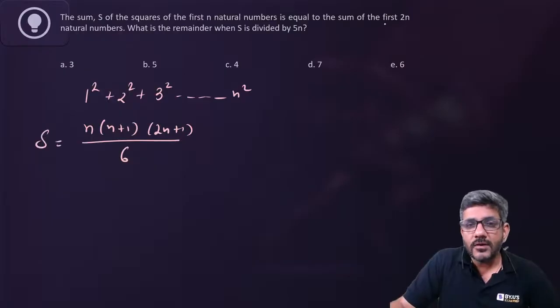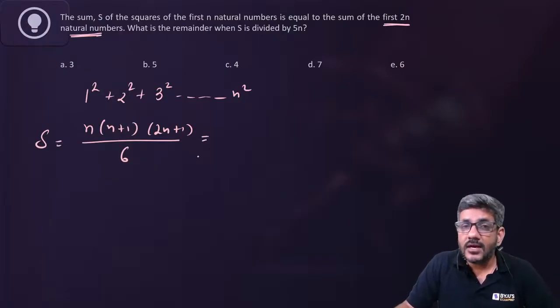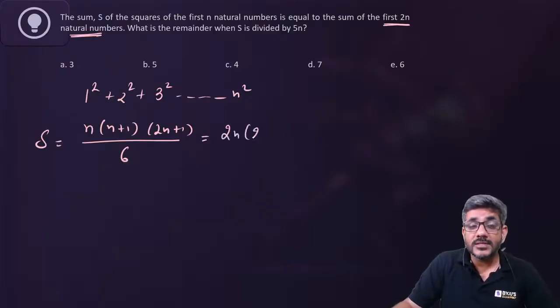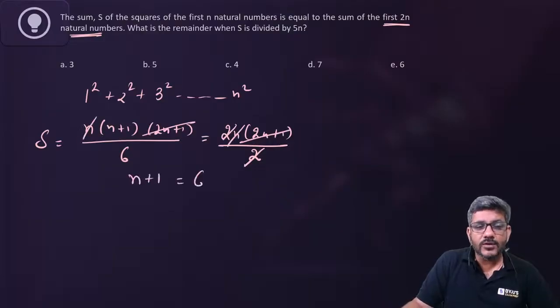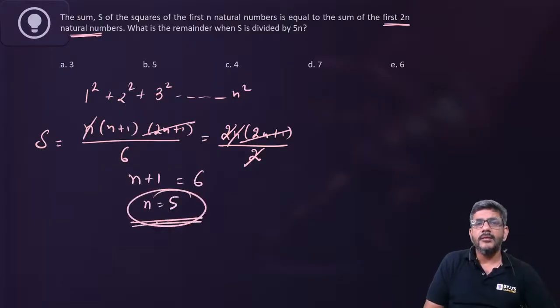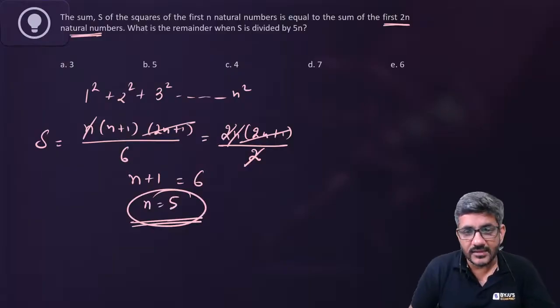It is equal to sum of the first 2n natural numbers. अब sum of first n natural numbers का sum है n into n plus 1 by 2. तो sum of first 2n natural numbers का sum हो जाएगा 2n into 2n plus 1 by 2, right? So 2 and 2 would cancel out from here. 2n plus 1 with 2n plus 1, n with n. I get n plus 1 by 6 is equal to 1, or n is equal to 5, right? n is equal to 5. What is the question asking us in this case?